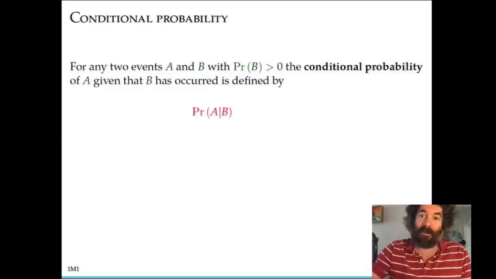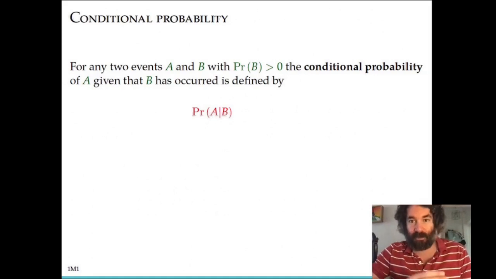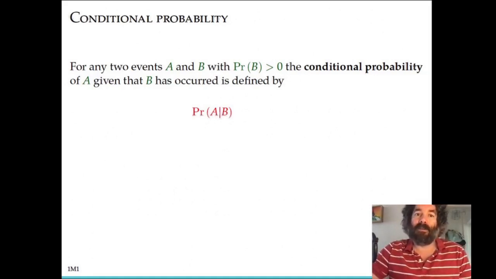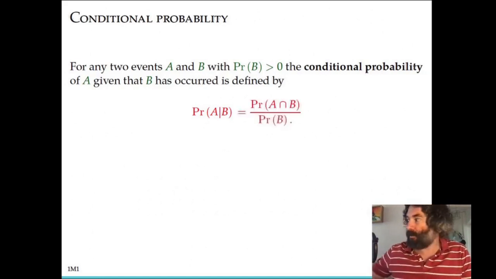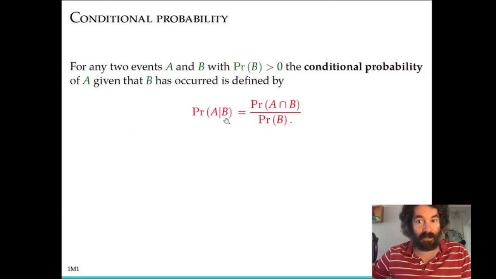Okay, so if we have a sample space and two events within that sample space, say A and B, and the probability of B is greater than 0, so not equal to 0, then we define something called the conditional probability. The conditional probability that A will occur, given that B has occurred, is defined by this formula. The probability of A given B, this notation on the left is read that way, this is the probability of the event A, given that B has occurred, is equal to the probability of A and B divided by the probability of B. Now, this is a definition for conditional probability.